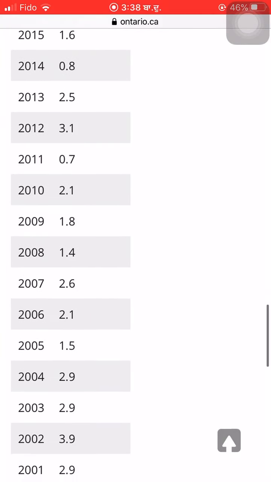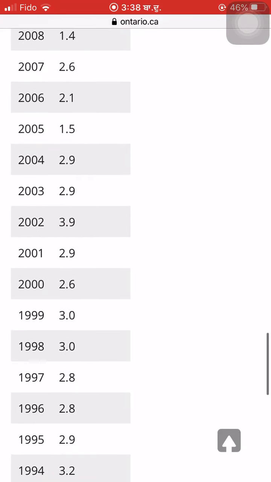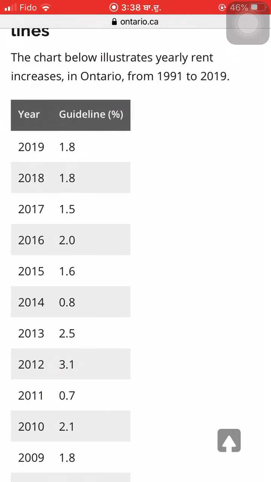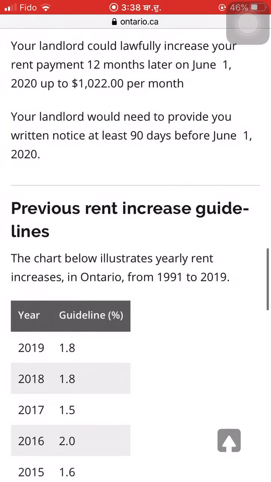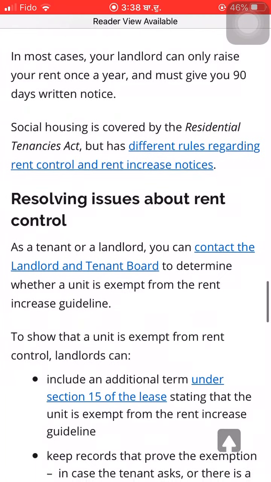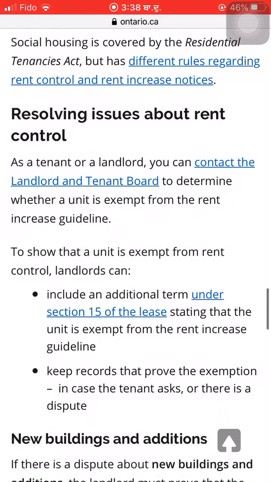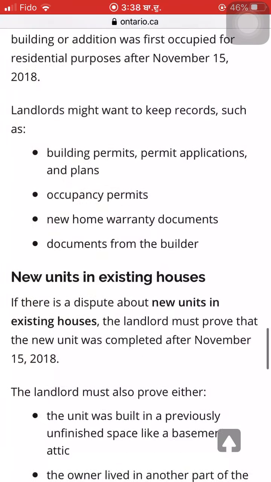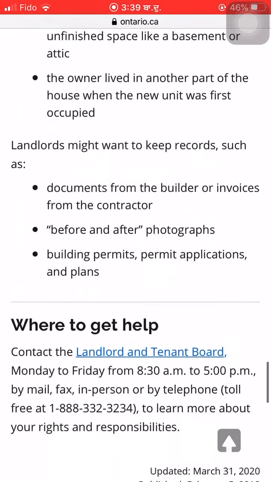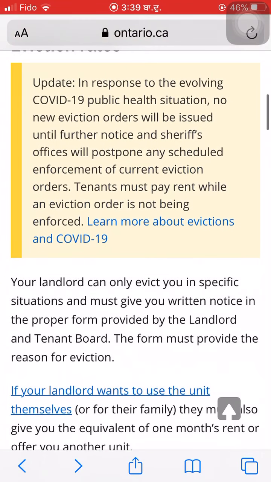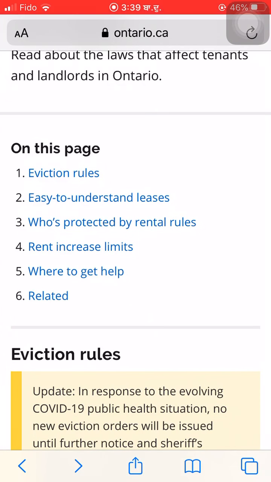Here is the chart showing how much the rent increases every year. For 2020 it's 2.2%, and last year it was 1.8%, so you can check here how much rent could be increased. If you have any issue with your landlord, you can contact the Landlord and Tenant Board, they can help you. So these are the things. Basically my major concern was to tell you about the increase limit, how much rent could be increased and when it can be increased, and what your basic rights are if you are renting a place.